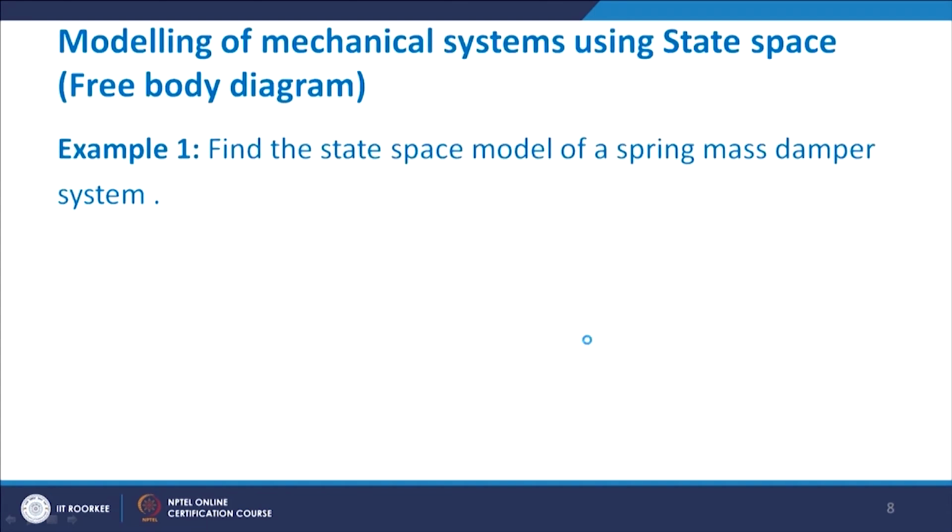Now we will see an example, and by means of this example we can determine the state space model of a mechanical system. The first example is a simple system with only three elements, spring, mass and damper. Then we will take higher order systems, where many masses, springs and dampers are involved. We will start with the first system.